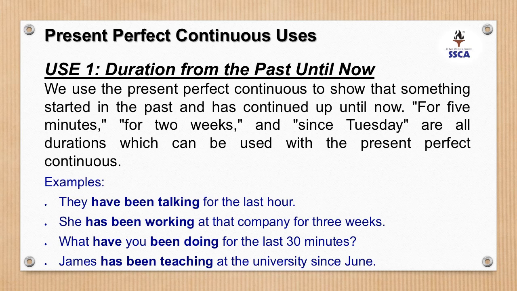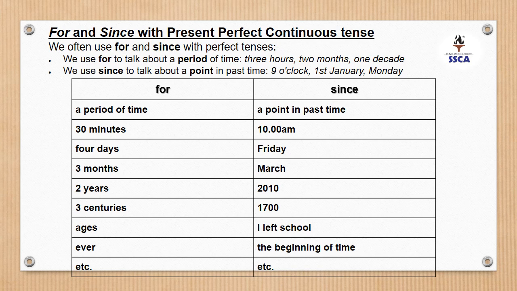Now, let's look into the use of since and for with present perfect continuous tense. As you have seen, I used since and for with all the examples of present perfect continuous. Now, let's see why we use them. We often use for and since with perfect tenses. We use for to talk about a period of time like 3 hours, 2 months, 1 decade. But we use since to talk about a point in past time like 9 o'clock, 1st January, Monday. Here I made the chart for you to understand it better. For and since.